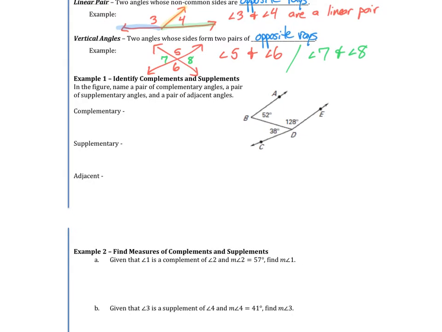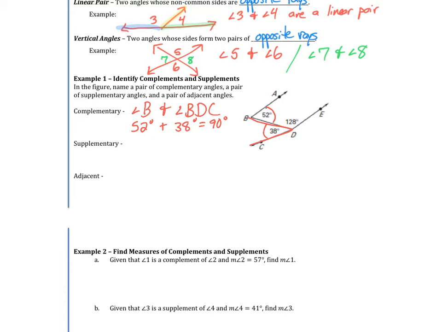Okay. Example 1 says, identify complements and supplements. In the figure, name a pair of complementary angles, a pair of supplementary angles, and a pair of adjacent angles. So which angles are complementary, or which angles add up to 90? Looks like 52 and 38 would be the ones we have. So it would be angle B, and this other angle will be called angle BDC. Because angle B is 52 degrees, and angle BDC is 38 degrees. So when you add them up, they add up to 90.